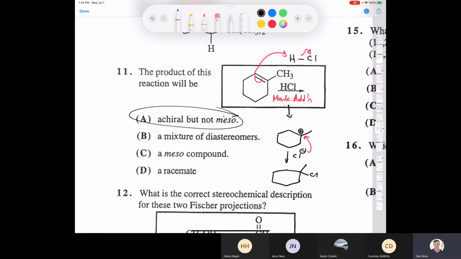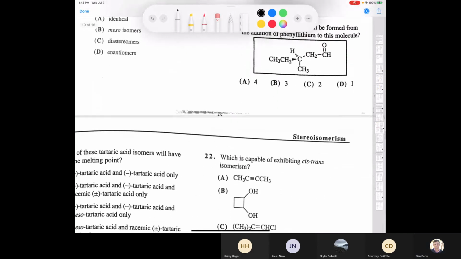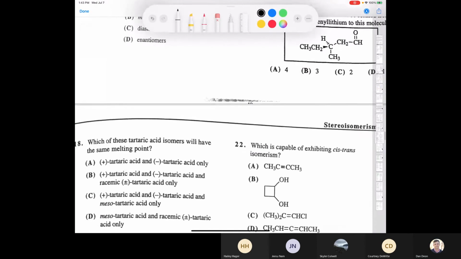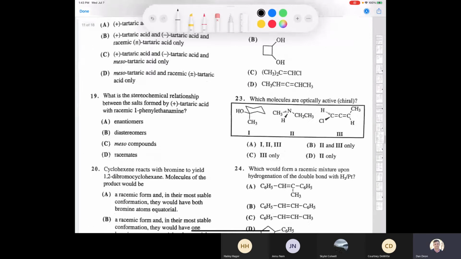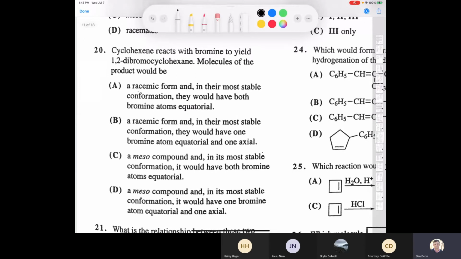Let's take a look at question number 20. So I'm going to move ahead to question number 20. Cyclohexene reacts with bromine to give 1,2-dibromocyclohexane. Molecules of this product would be what? Well, let's see. If we have cyclohexene as our starting material, when we react that with bromine, could anybody tell me, is this an anti-addition or a syn addition when I add bromine across that double bond?